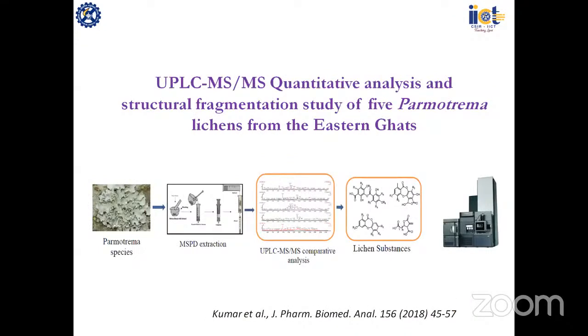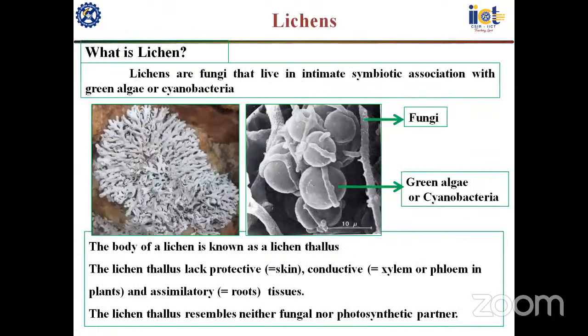Another work is on lichens, where we took 5 species of different lichens, and from the abundant lichen we isolated the compounds by using chromatography. Using those pure compounds as standards, we mapped the presence of these compounds in the different lichen species by using the UPLC-MS technique, and also quantified them by using the MRM, multiple reaction monitoring, method. This is the workflow where we collected the species, did MSPD extraction and comparative analysis, and confirmed the lichen substances.